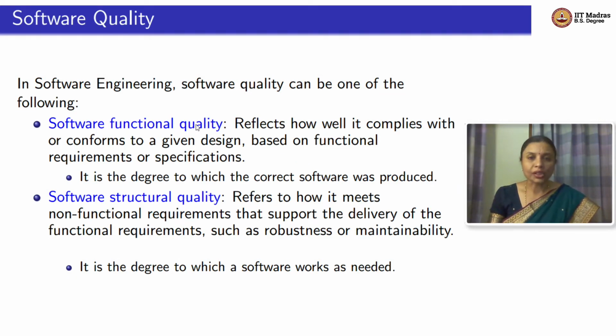So in software engineering, quality can be of two kinds. One is related to the functionality of the software. We call it software functional quality. It's a measure of how well a piece of software complies with or conforms to its given functional requirements or specifications. Let's say a software is supposed to calculate somebody's income tax given all the constraints correctly, then functionality says it will do so. Right?